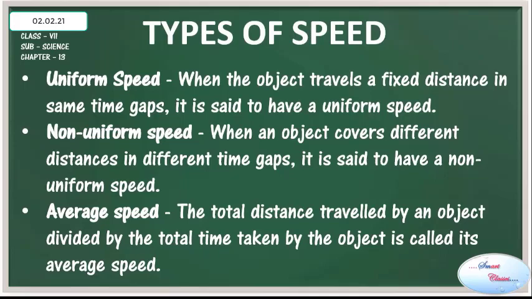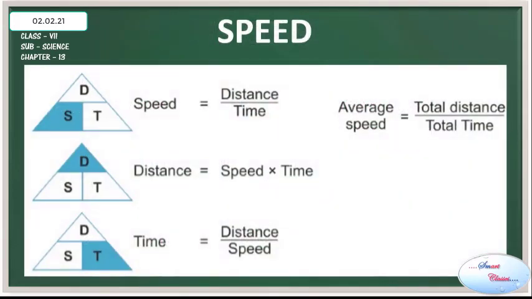The formula to find speed is equal to total distance covered upon time taken. What if we have the speed and time but we want to find the distance? Then the formula will change and it will become distance is equal to speed times time. Similarly, if we need to find time when distance and speed are given, then it will become time is equal to distance upon speed.